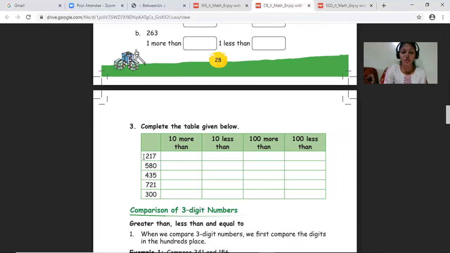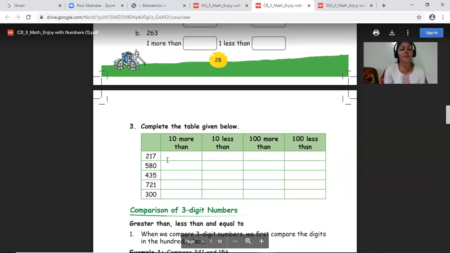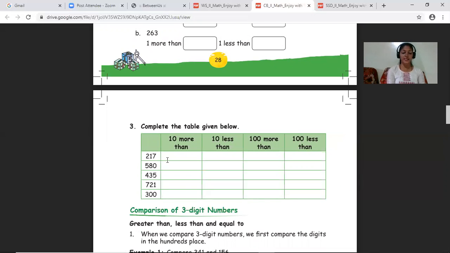So they have given the numbers here, 217, 580, 435, 721 and 300. So you have to write the number. This is 10 more than the given number. So here the given number is 217. I'm going to tell the answers to the first one. Let me tell you how to do it, and then you can continue with the rest. Okay. So here 217. 10 more than 217. So in the 10th place, you have to do more. That is the next number in the 10th place. That is, what is the answer? 227.